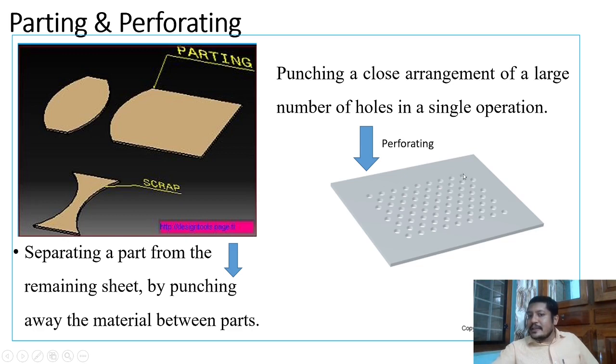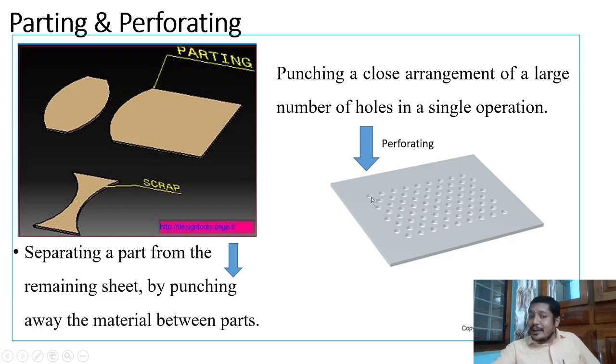You might have seen this kind of perforated parts on the side walls of your computer or other parts wherever air entry is a must. And also you can see the edges of your old bill books or coupon books have this kind of perforation, through which the two sheets are separated. So that is called the perforating operation, where a close arrangement of a large number of holes is made in a single operation.